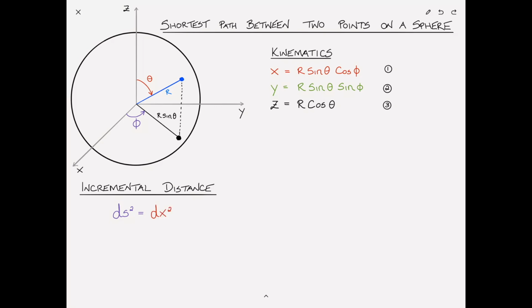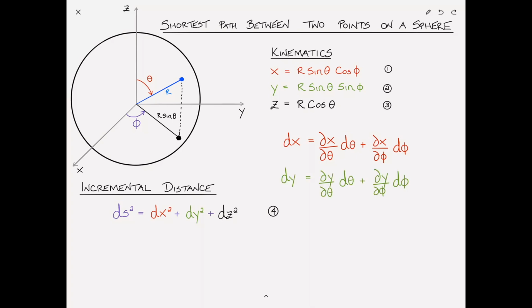ds squared is equal to dx squared plus dy squared plus, because it's 3 dimensions, dz squared. That's equation 4. We need to find dx, dy, and dz, but this is easy enough because we have expressions for x, y, and z. So to find the differential of x, dx, because it's a function of 2 variables, we say that this is partial x, partial theta, d theta, plus partial x, partial phi, d phi. And similarly, we can write dy as partial y, partial theta, d theta, plus partial y, partial phi, d phi. And then, of course, dz is just dead simple because it's a function of only 1 variable.